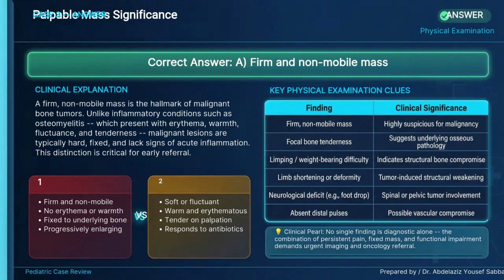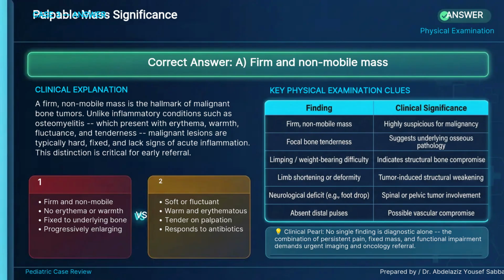Firm and non-mobile mass. A firm, non-mobile mass is the hallmark of malignant bone tumors. Unlike inflammatory conditions such as osteomyelitis, which present with erythema, warmth, fluctuance, and tenderness, malignant lesions are typically hard, fixed, and lack signs of acute inflammation. This distinction is critical for early referral.